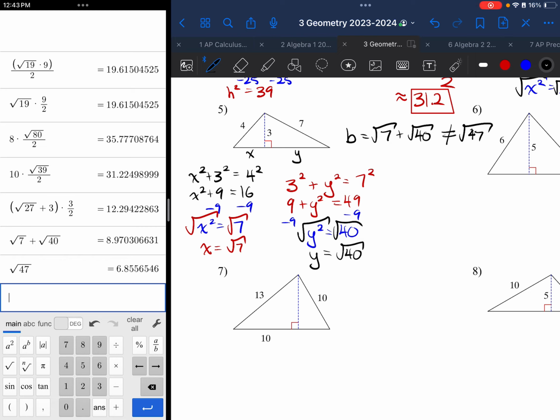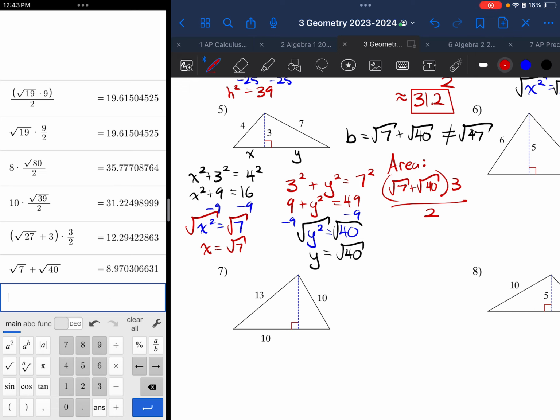So I'm going to take that as my base, and I'm going to say my area formula, area is going to be base, which is square root of 7 plus square root of 40. That's my base, and I'm going to multiply it by the height. Height is 3, and I'm going to divide all of that by 2. I'm going to punch this into my calculator.